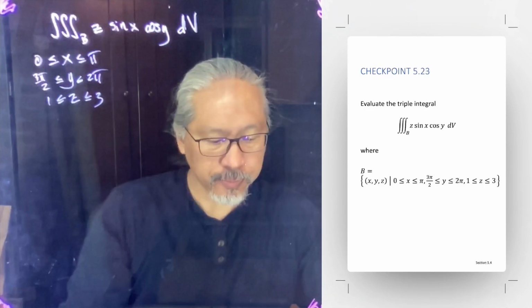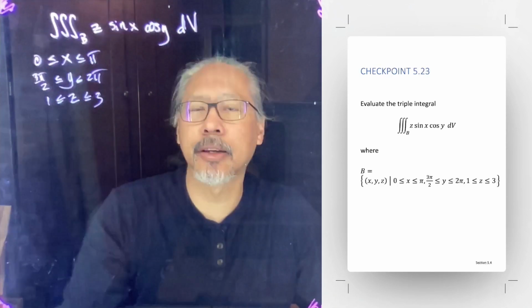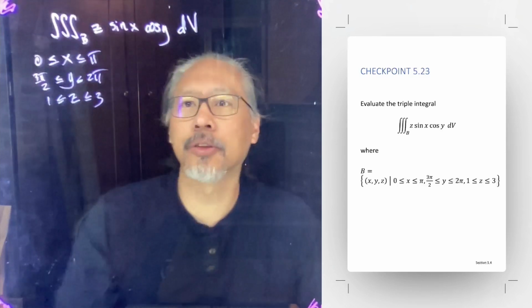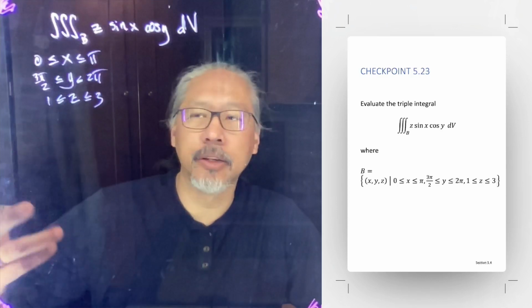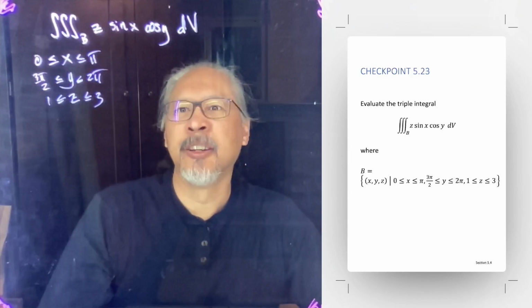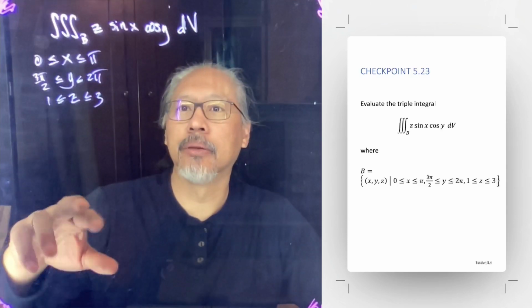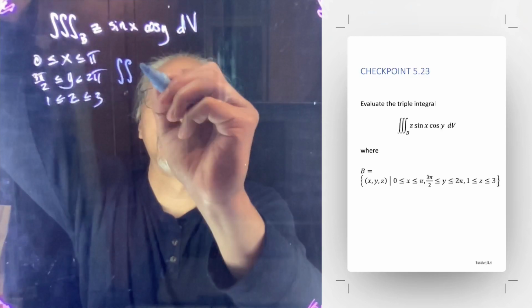Okay. Now, since these are all constants, I think the setup is going to be fairly simple and straightforward. And we can do it in any order we want. Fubini's theorem tells us that we have constant limits. We can do it in any order. So we'll just do x, y, z. And so we will have a triple integral.